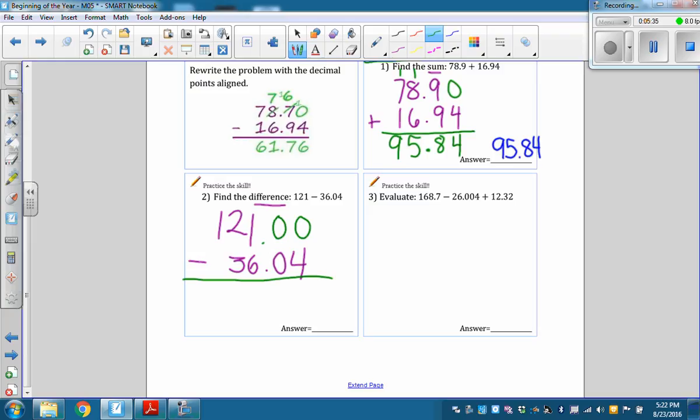Now I have to do some borrowing because I cannot take 4 from 0. I'm going to look back at the problem, and I'm going to go all the way over to this one here, and I'm going to change that to a 0 and make that 10. And now I'm going to cross that 10 out and make it a 9 and put a 1 here. So I'm going to do 10 take away 4, which is 6. And now 9 take away 0, which is 9.